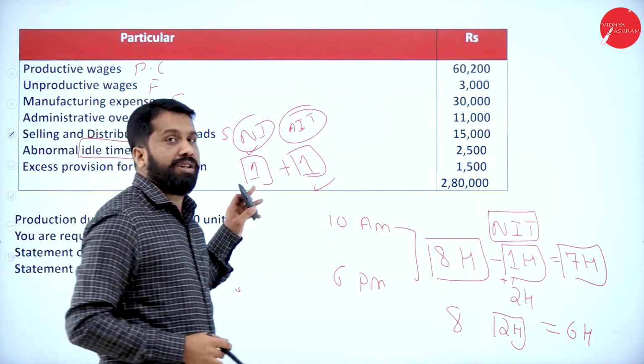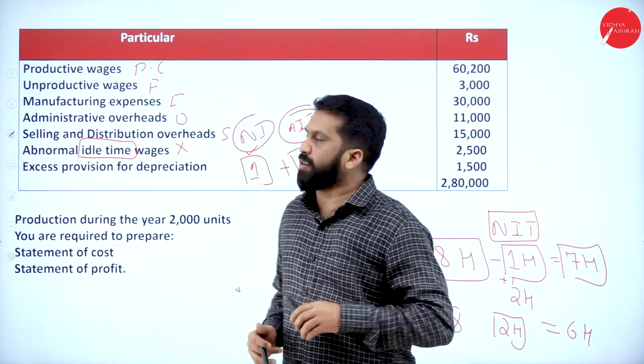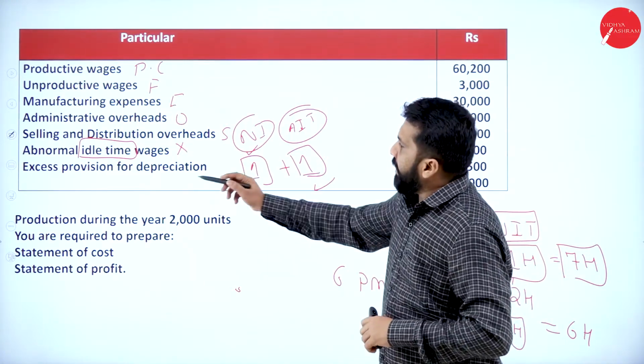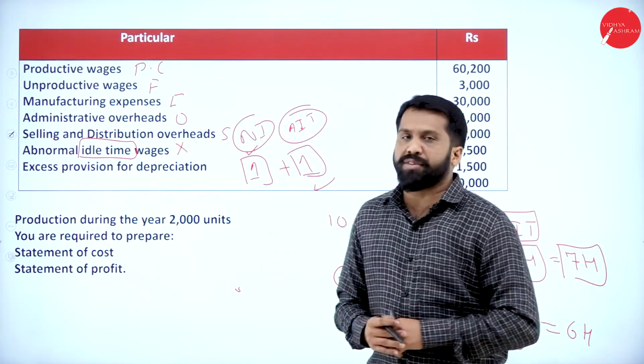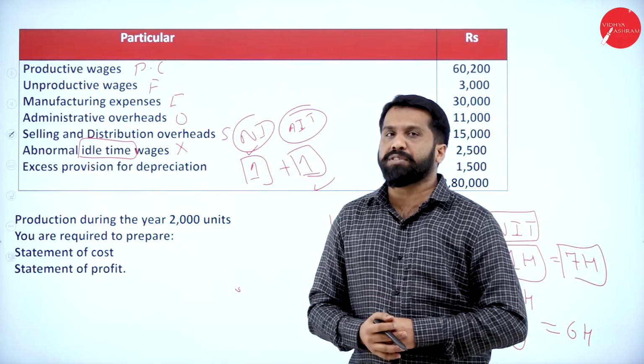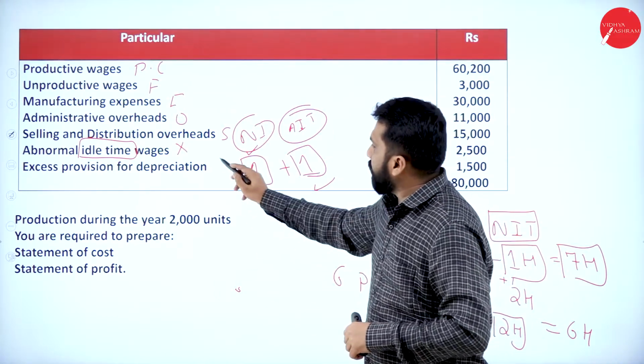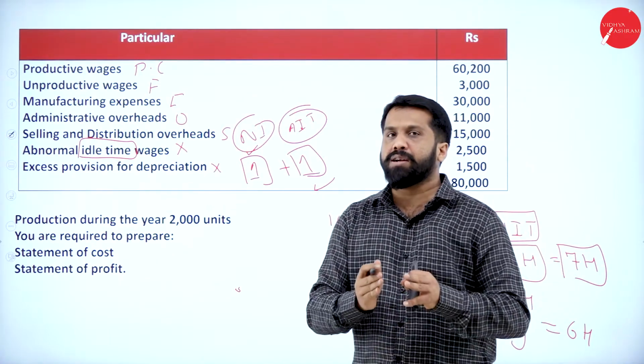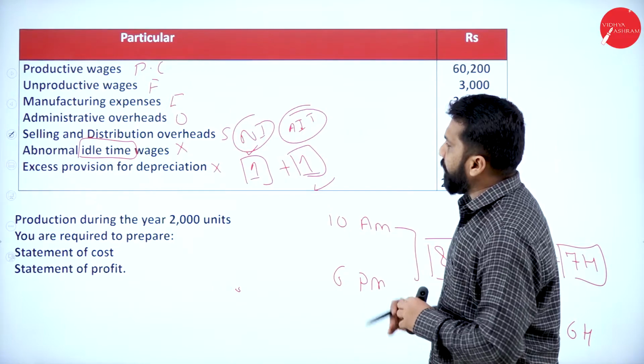So this is all about abnormal idle time. This is your financial item. We will not consider it under your normal calculations. Now, excess provision for depreciation. This is also a financial item. We will not consider it. Any doubt? No doubt. So we are done with everything.